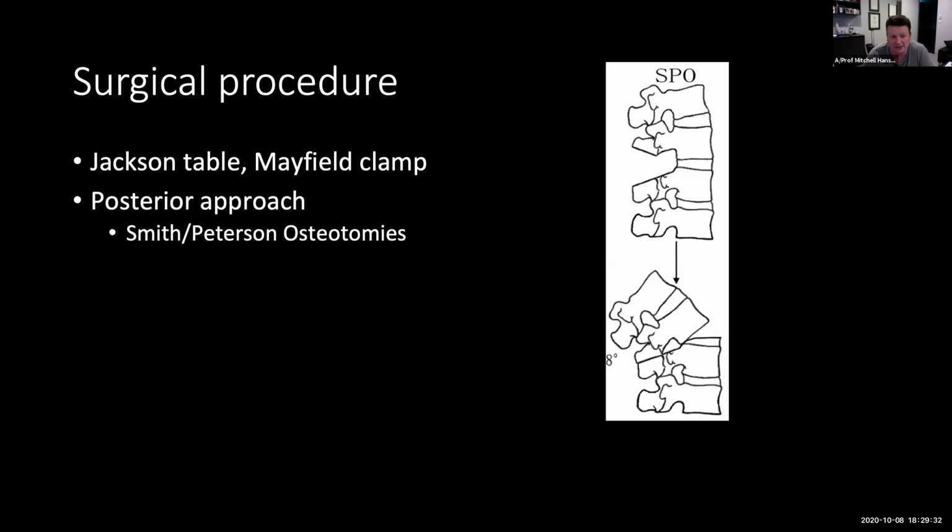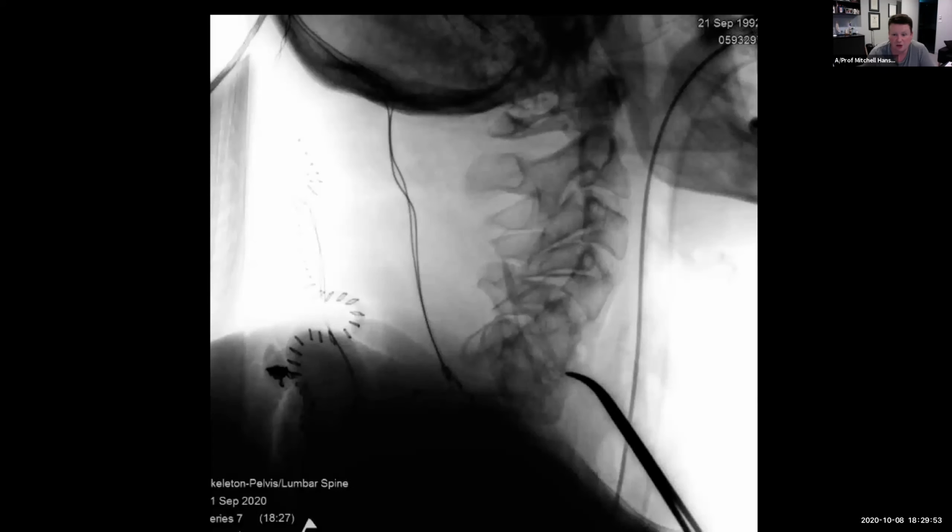So positioning, I used a Jackson table with the patient in the Mayfield clamp to be able to maneuver this once I'd done some releases. So posteriorly, my approach was, as I said, Smith-Petersen osteotomies, so that I'd try and get a larger correction when I came back to the back. So this is following the Smith-Petersen osteotomies.